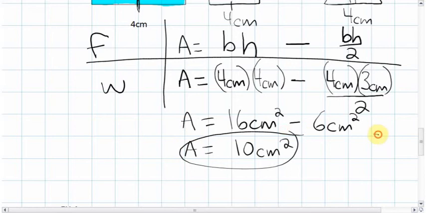I know some of you are thinking, do I have to do it this way? Yeah, you do. I want you to do it this way. Show me all your steps, just in case you make a silly mistake. At least I can give you some part marks along the way.